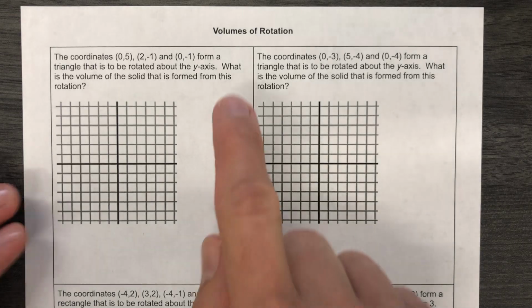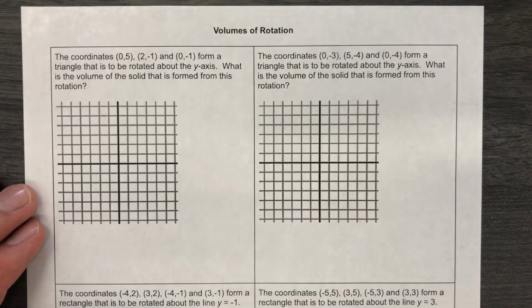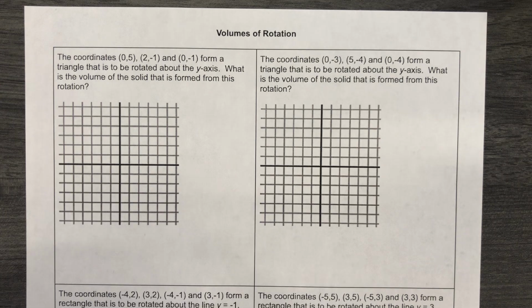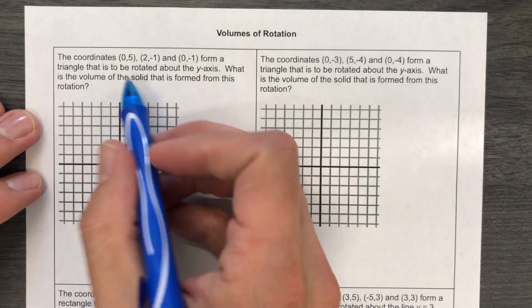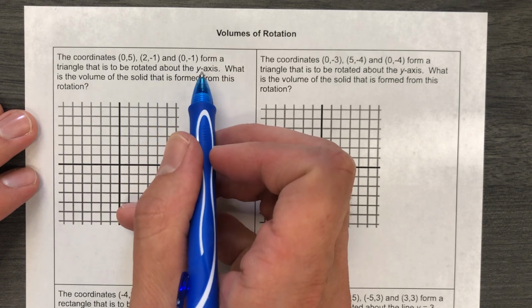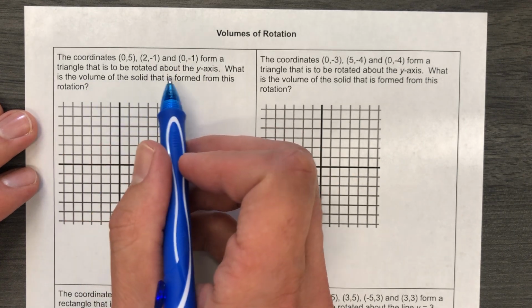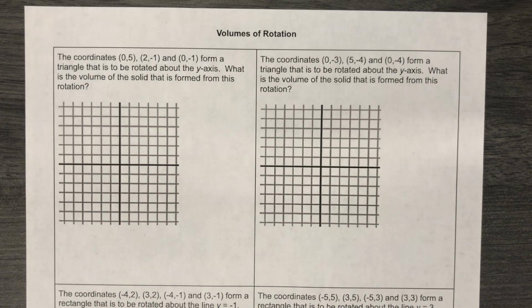Let's talk about volumes created by rotating some kind of two-dimensional shape around an axis. Sounds a little wordy, bear with me. The coordinates (0, 5), (2, -1), and (0, -1) form a triangle that's to be rotated about the y-axis. Stop right there, overwhelming already, just draw it for real.